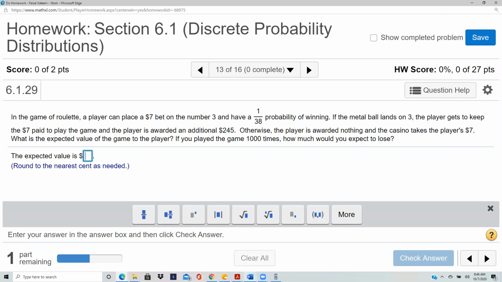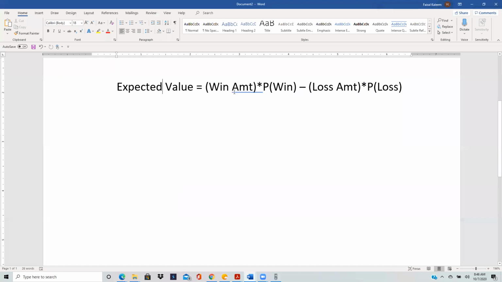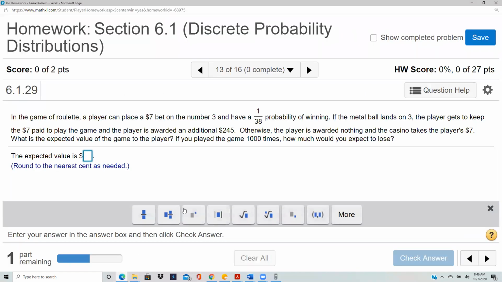So remember, the formula for expected value is the winning amount times probability of win minus loss amount times probability of loss. So in this particular case, the winning amount is this $245. Now remember, although you get the $7 back if you win, that's not something that you won. That's something that was your own money. So when you walked in the casino, you had that $7. So it's kind of a break even getting this one back. So the one which you really win is this $245. So 245, and the probability of winning is 1 by 38.